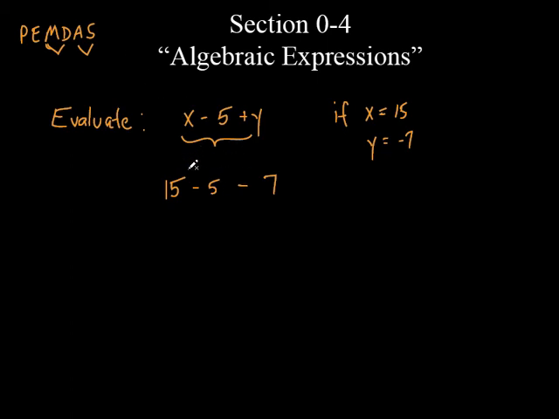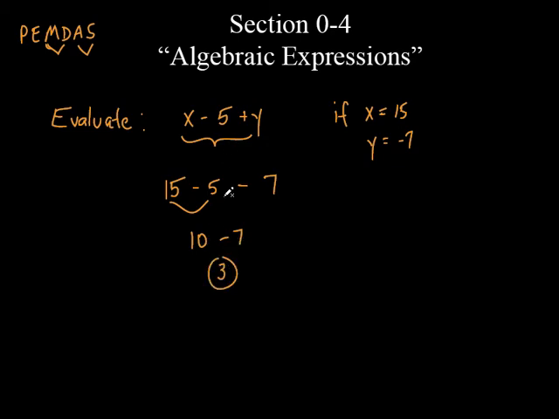So when you have just addition or subtraction, you're just going to work from left to right. So I'm going to do this. I'm going to go 15 minus 5. Let's just do 2 at a time, all right? So 15 minus 5 is 10. And then you just write down whatever's next, minus 7, and then you go 10 minus 7, which is 3.